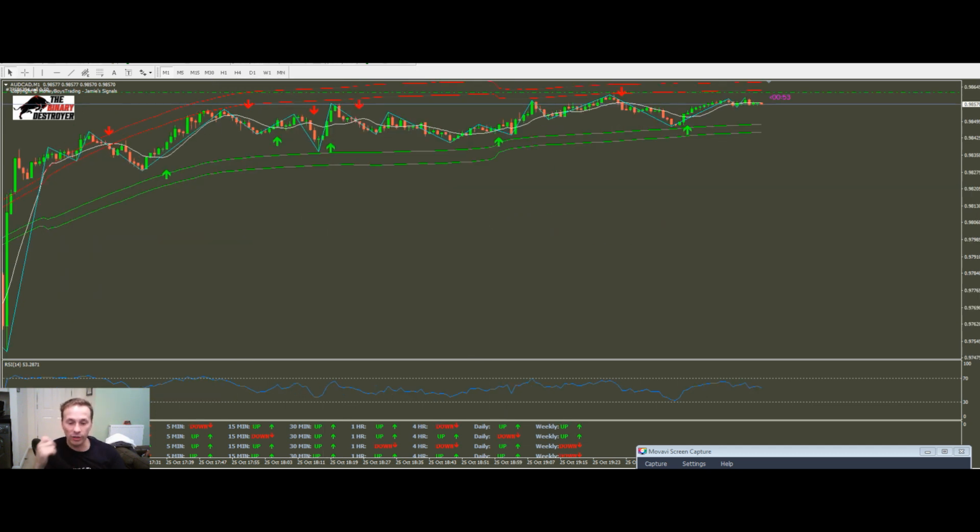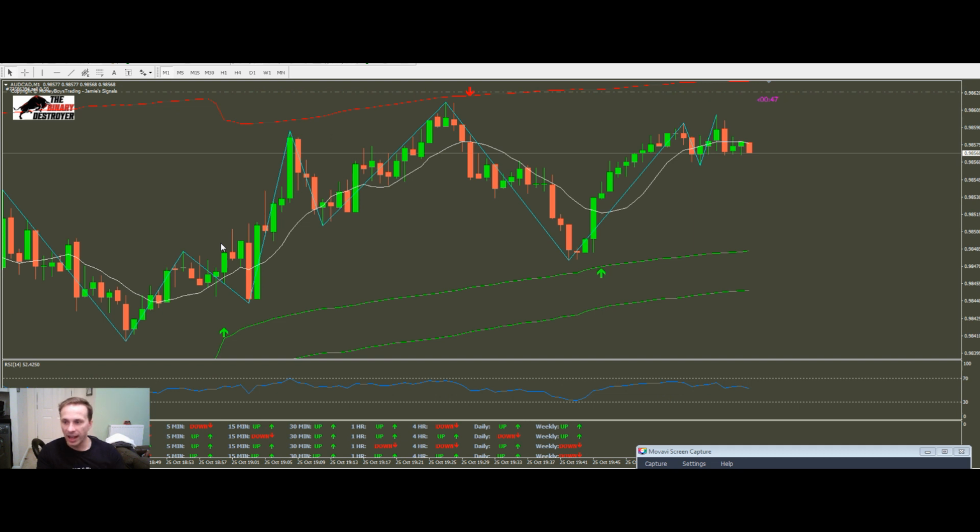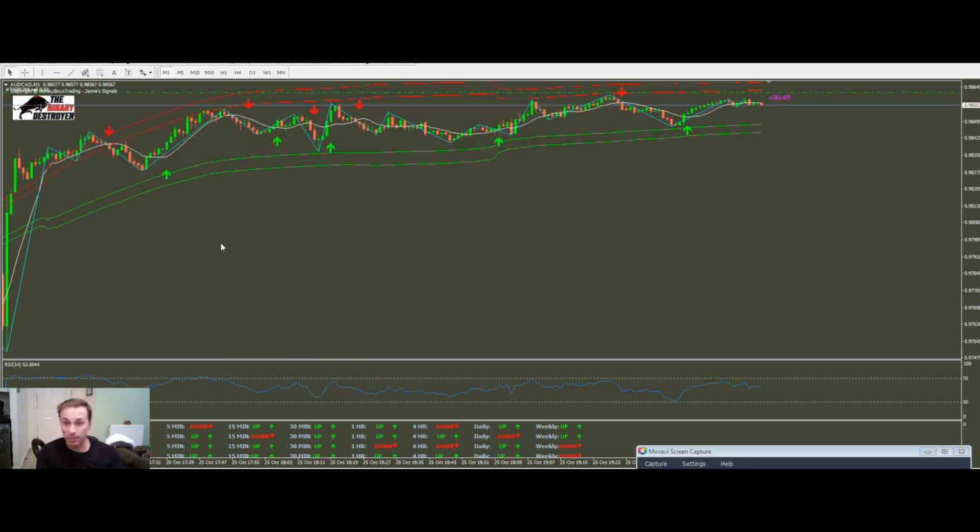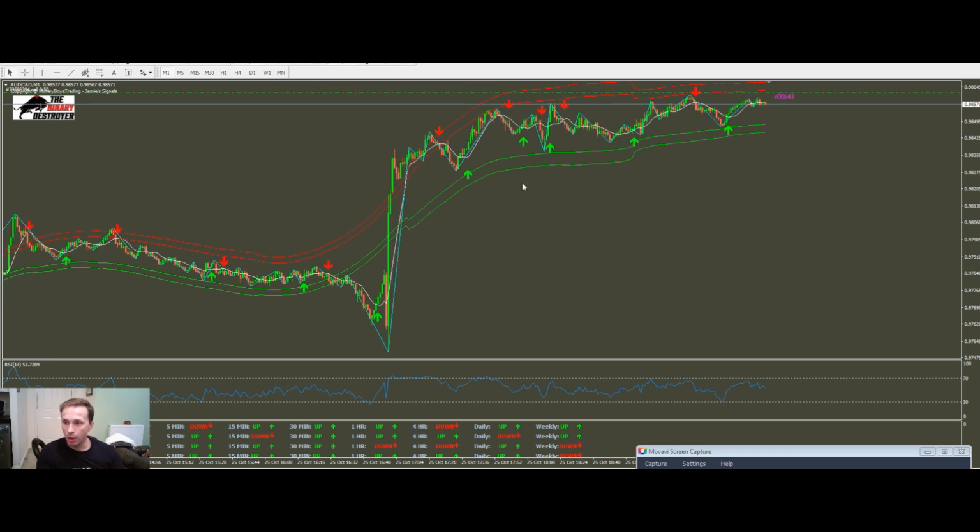So I've currently got the indicator loaded up, and I'm generally just having a look at the market and how it's behaving. I can see on AUD CAD the market isn't really going anywhere. We had this massive spike up there, and then since then it's just gone sideways. So I'm going to be leaving that pair.